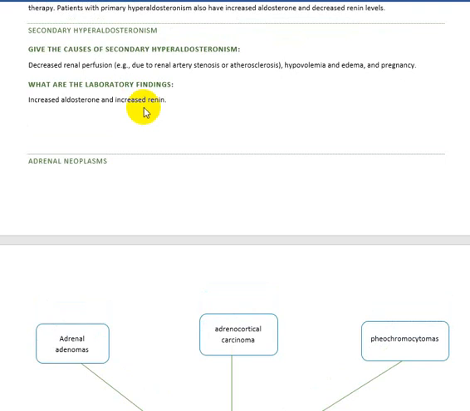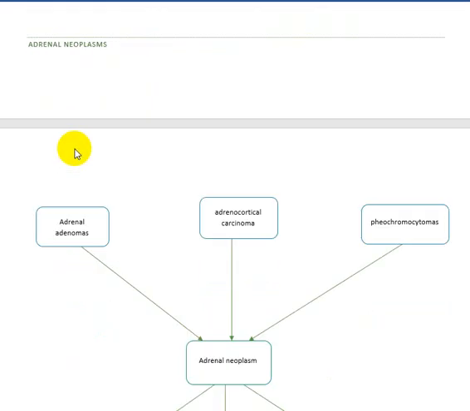Since you have decreased renal perfusion, the renin-angiotensin-aldosterone system is going to be excessively activated. This is due to increased renin, and it is going to cause increased aldosterone.